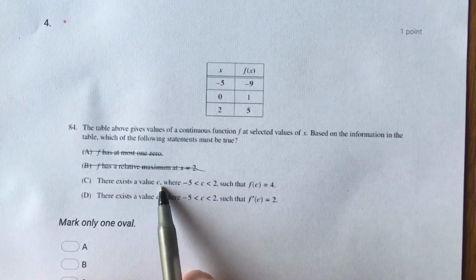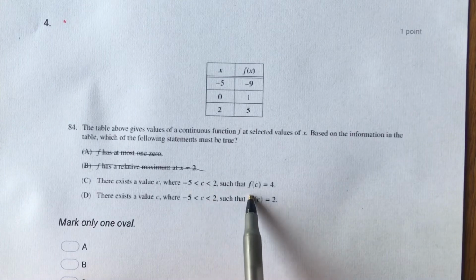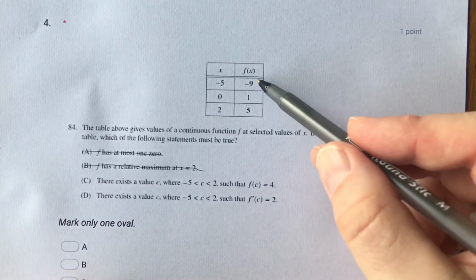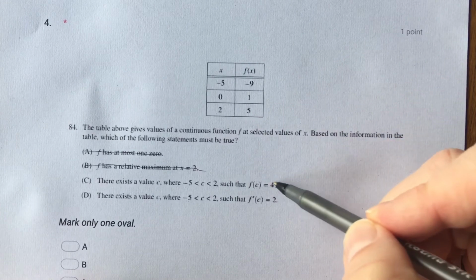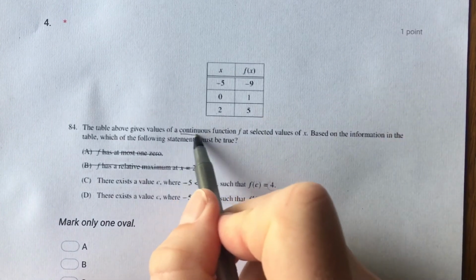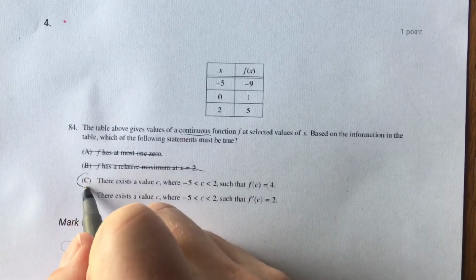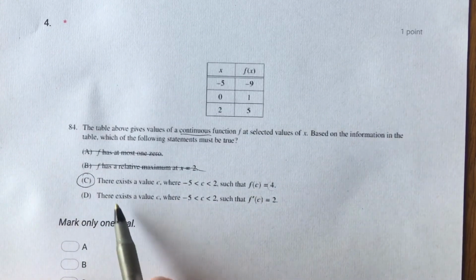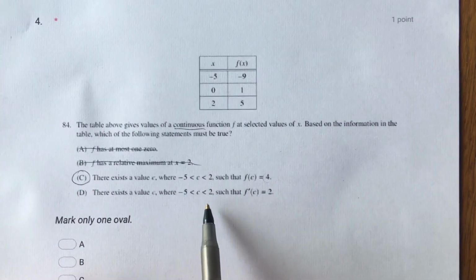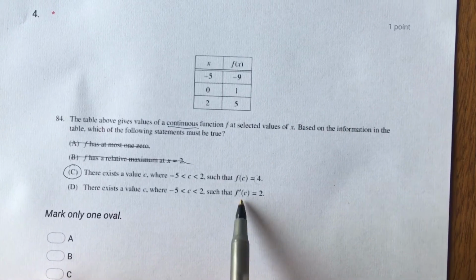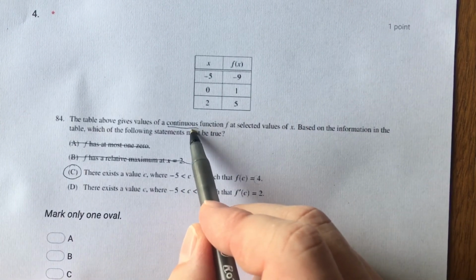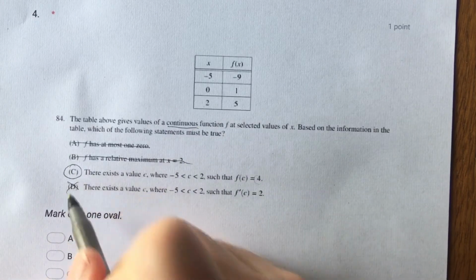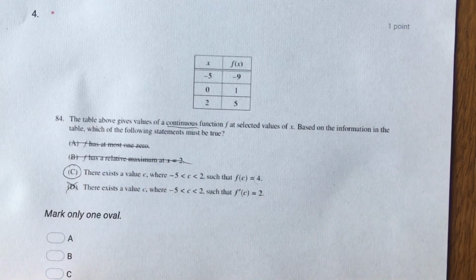There exists a value c between negative 5 and 2 where the function has to equal 4. Well, from negative 5 to 2, we went from negative 9 to 5, so we'd have to pass 4 because we are a continuous function. So yeah, for sure this has to be true. Now this one makes you feel like it should be true because it's a mean value theorem idea. The problem is that it's only continuous. It did not say it was differentiable. So that's why we can't say quite that much. All right, so C is the only one for sure that we can say.